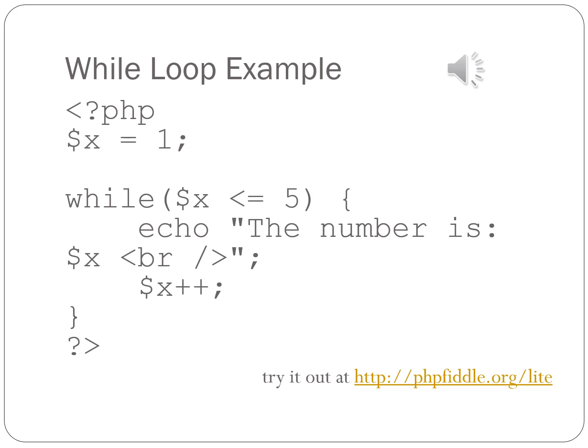X is less than 1, so it displays the number is 1 plus a line break. X++ increments x by 1, so x is now 2. It still meets the while condition, so the code runs again. It displays the number is 2 plus the line break. Over and over until the while condition is no longer true once x equals 5.